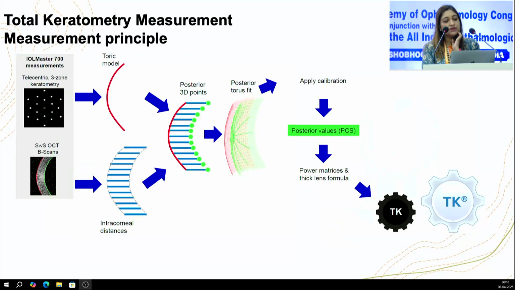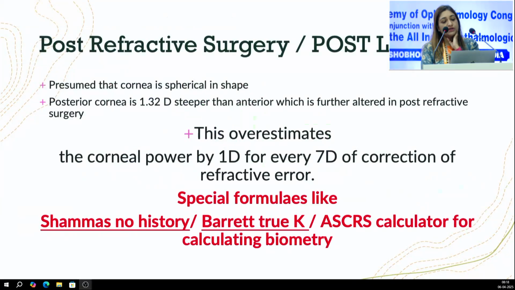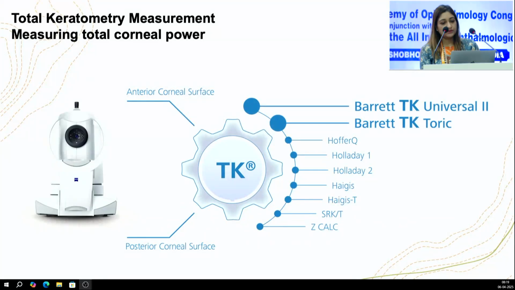Now coming to the total keratometry measurement principle. We know that the posterior corneal curvature also contributes to the refraction of the eye. It is 1.32 diopter steeper than the anterior, which can cause variability in the biometry, especially in patients with post-refractive surgery eyes. This overestimates the corneal power by 1 diopter for every 7 diopters of correction of refractive error. We have to use special formulas like Shammas and Barrett True-K or an ASCRS calculator for calculating biometry.